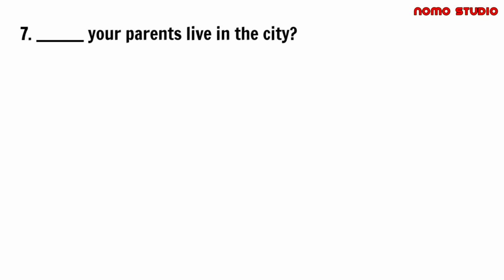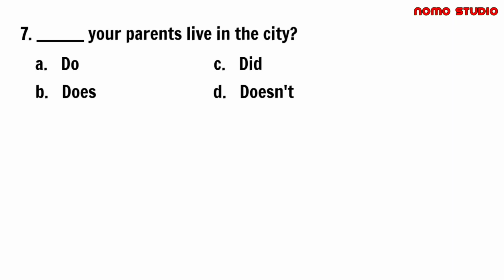Question number 7. Blank your parents live in the city? A. Do, B. Does, C. Did, or letter D. Doesn't. In this given example, we are asking about a present tense situation and referring to the subject, your parents. So to form a question in the present tense, gagamit tayo ng base form of the verb do, followed by the subject and the base form of the main verb. Therefore, the correct answer is letter A.